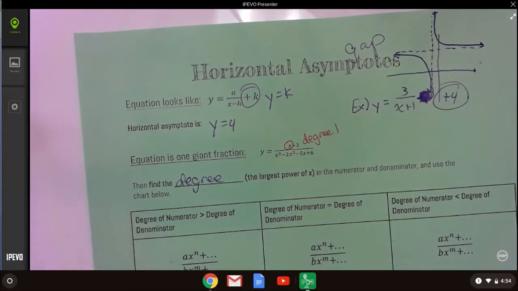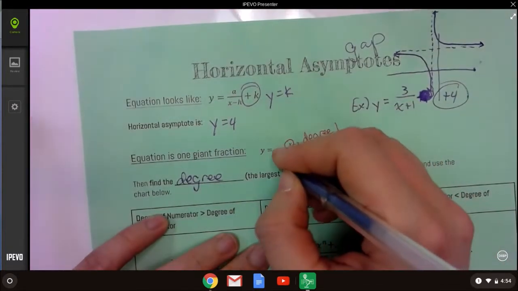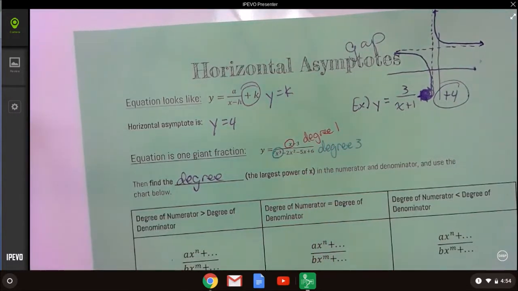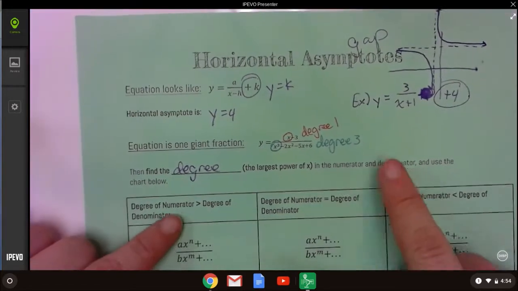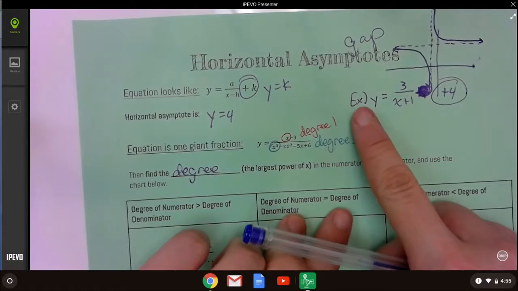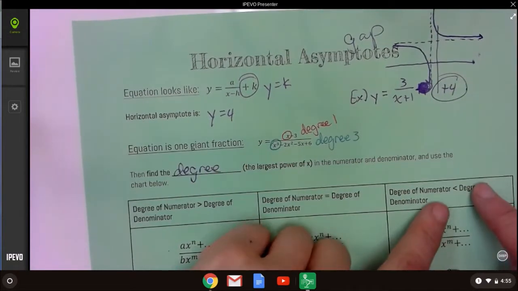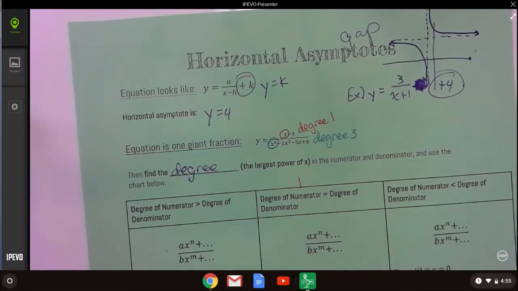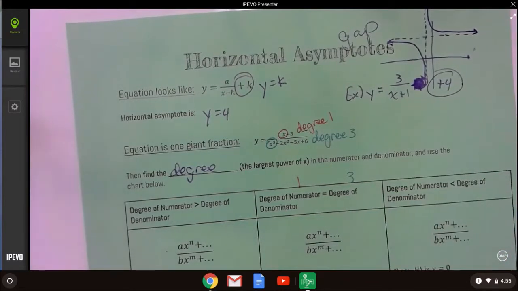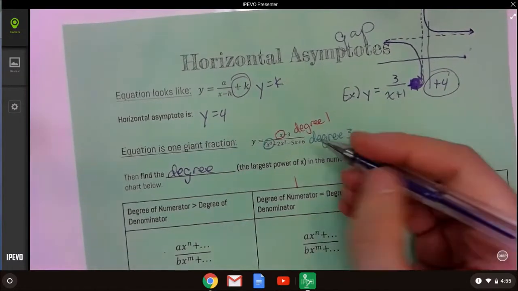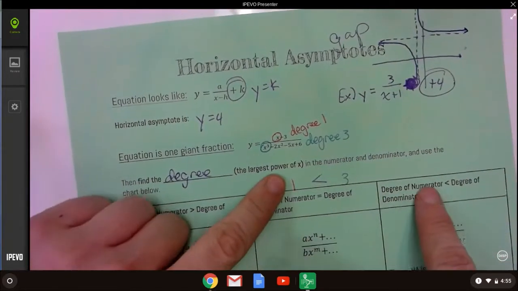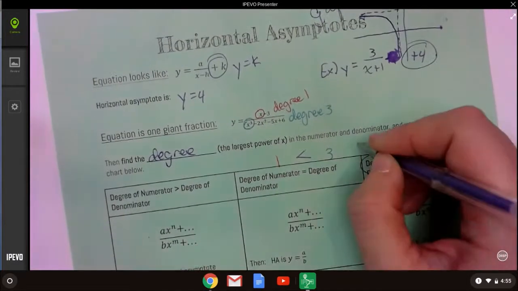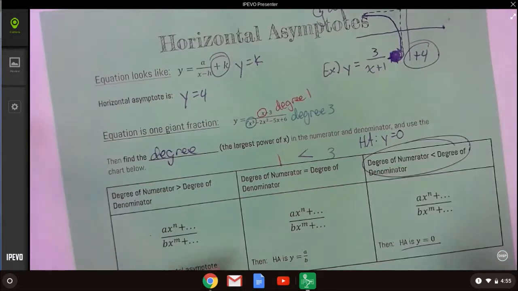But on the bottom, my biggest exponent, or power of x, is 3, so this is going to be degree 3. Now we have to figure out, is the numerator a bigger degree? Are they equal degrees? Or is the numerator a smaller degree? Well, if I'm comparing 1 and 3, which is bigger? I mean, 1 is less than 3. So that means, using this here, 1 is less than 3. My horizontal asymptote is at 0. So I would just write horizontal asymptote y equals 0.